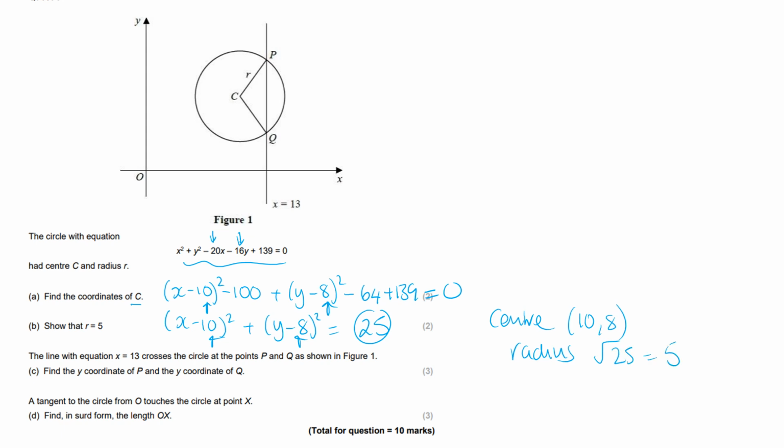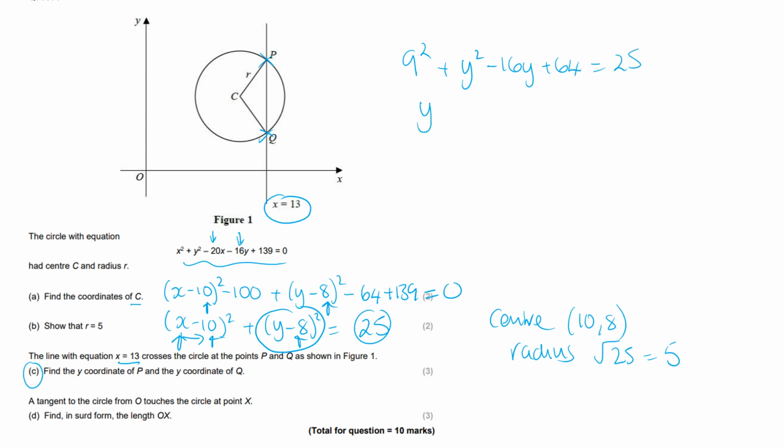In part C, we've got the equation of the line x equals 13, finding the points P and Q. So if we know that x is equal to 13, we can just sub 13 in here to our equation of a circle. So 13 minus 10 will be 3, and 3 squared is 9, plus, and then we can square out this bracket, so that'll be y squared minus 16y plus 64 equals 25.